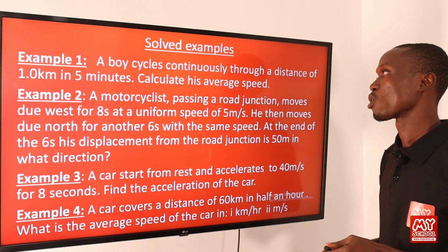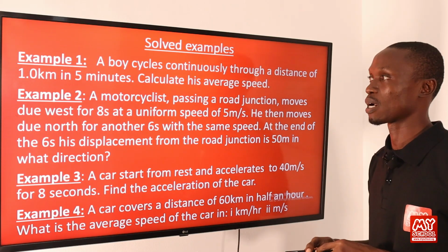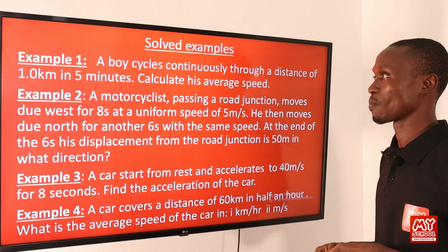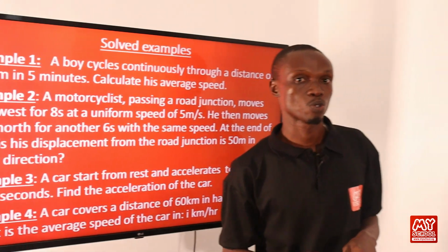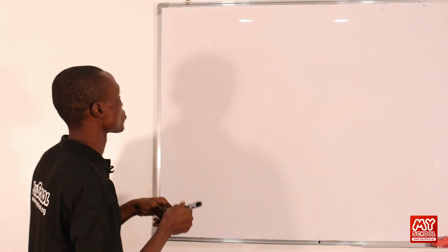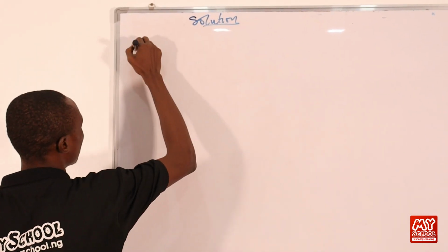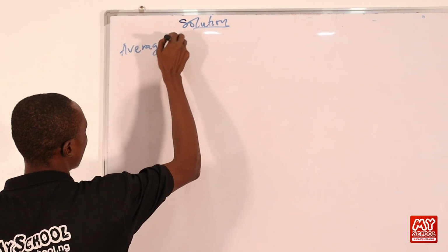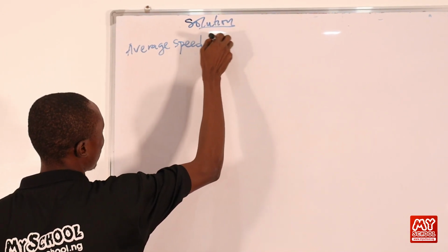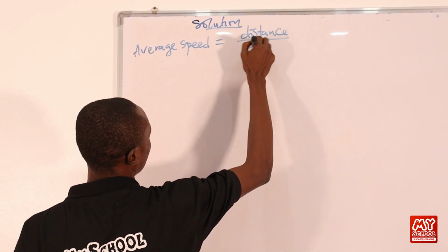A ball circles continuously through a distance of 1.0 kilometer in 5 minutes. Calculate its average speed. Okay, so let's move over to the board to solve this question. But it is very important that when you are solving problems in physics generally, it's good to write down the parameters that are given to you in the question. So in this question we are asked to calculate average speed, right? We are looking for average speed, and we know that average speed is equal to total distance all over time taken.